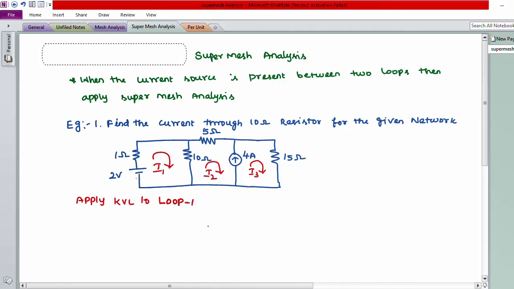So, we have to check whether the given voltage source is a voltage rise or voltage drop. The given voltage source and the assumed current direction are in the same direction, so the 2 volt source is a voltage rise. So we can write 2 = 1 × I1 + 10 × (I1 − I2). By simplifying this equation, we get 11 I1 − 10 I2 = 2. Take this as equation number 1.